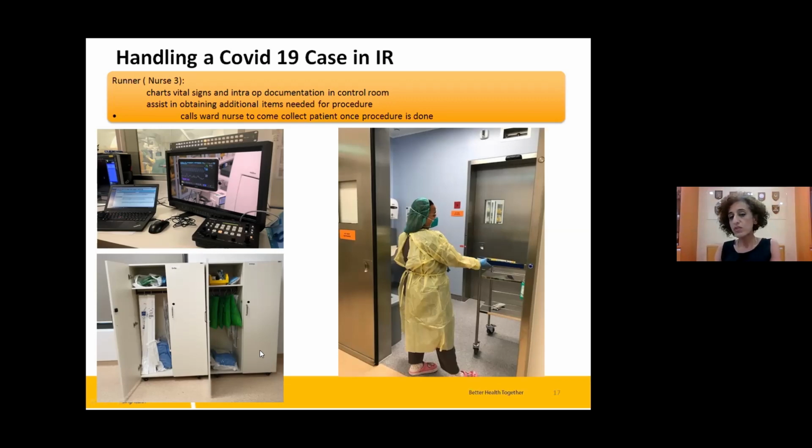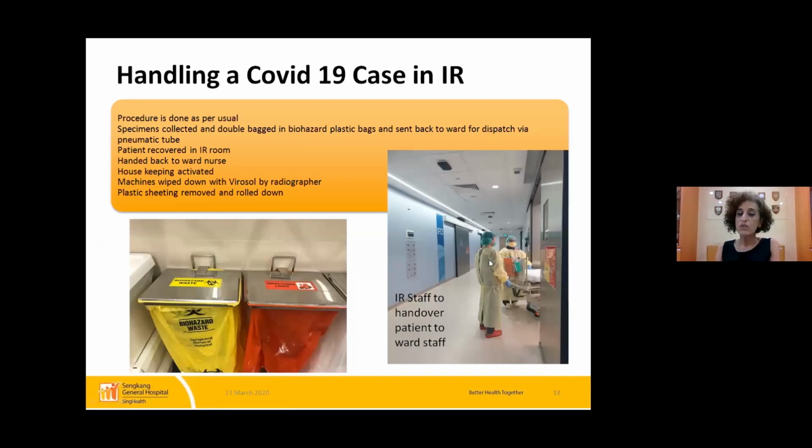Once the procedure is finished, it's very important that you now take care of the patient. The patient is actually recovered within the IR suite. It's not sent to the IR recovery. And once the patient is recovered, you then ring up the ward to call the patient to be collected from the IR suite, where the circulating nurse will then move the patient to the ward staff.